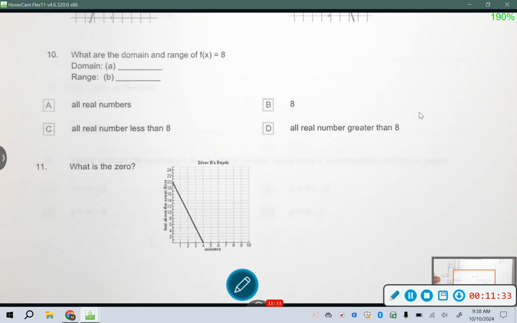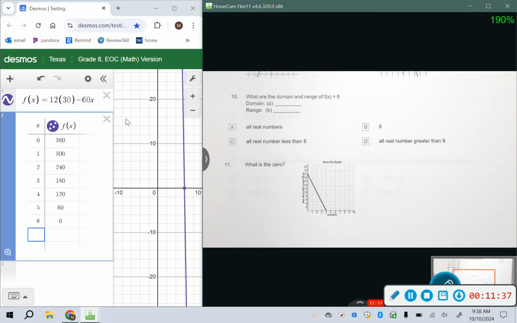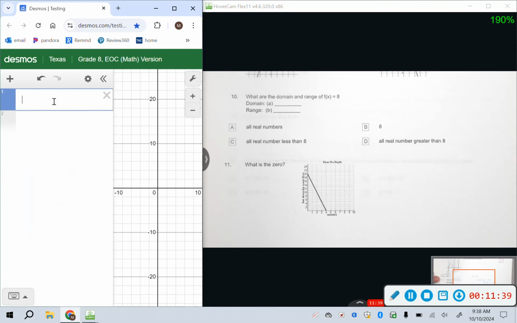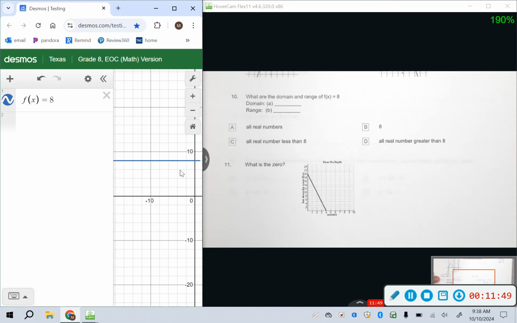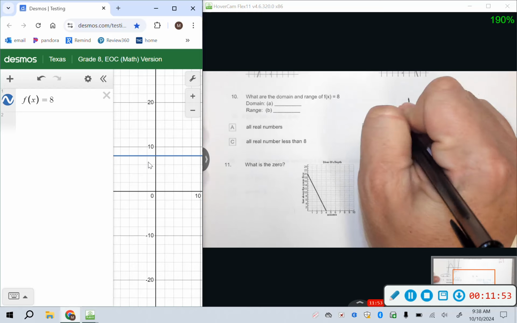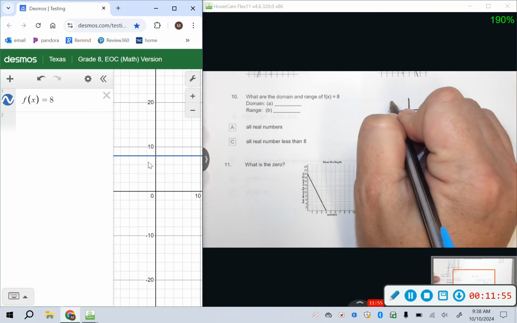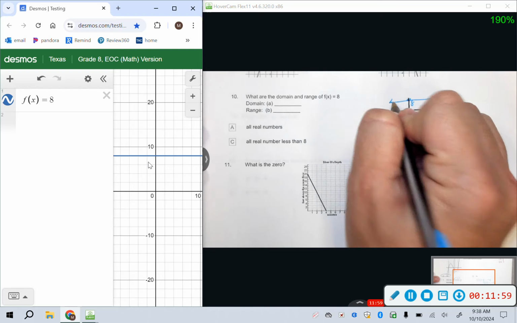Okay, we're going to graph 10. Okay, here we go. We're going to graph this so we can look at it and talk about it. So I'm going to type it the exact way I see it. f of x equals 8. And I see that this is what my graph looks like. And it doesn't matter how far over I go, it never stops going left or right. So if I were to sketch that on my paper, I know that it looks like this at a height of 8, and it goes to the right forever and the left forever.